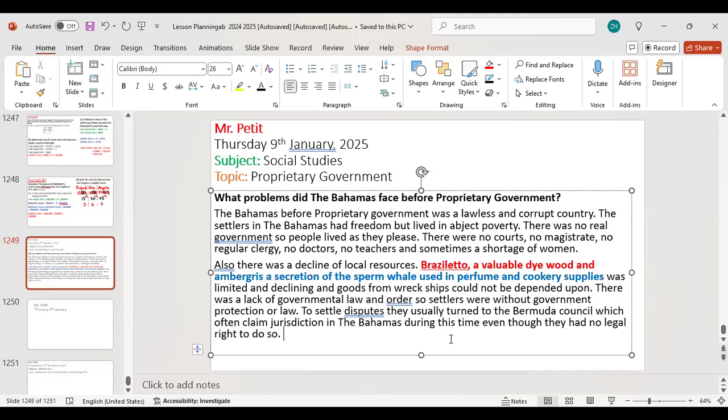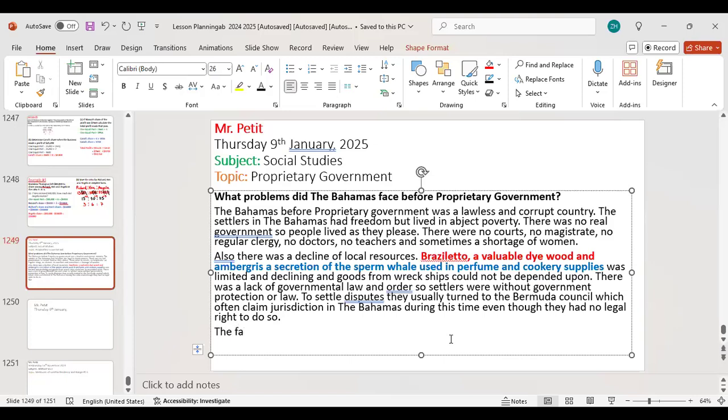But still, the failure of the Eleutherian Adventurers and their colony, if you would use that word, led to the Lord Proprietors gaining control of the Bahamas. So you had the Lucayans, after the Lucayans you had the Eleutherian Adventurers, and after them you had the Lord Proprietors. That's how it flowed. So the failure, let's write that down.